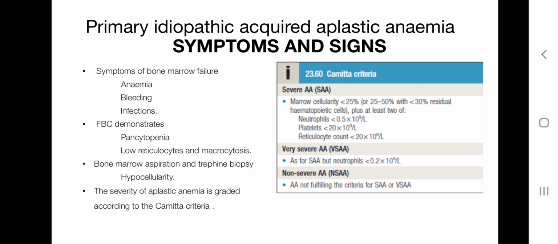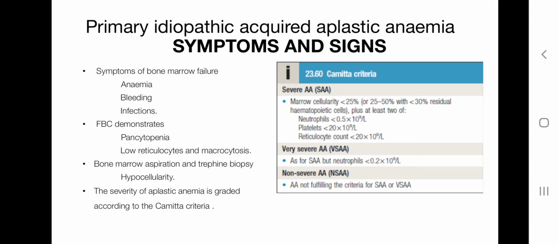The severity of aplastic anemia is graded by the Camitta criteria. The Camitta criteria divides aplastic anemia into non-severe aplastic anemia, severe aplastic anemia and very severe aplastic anemia.